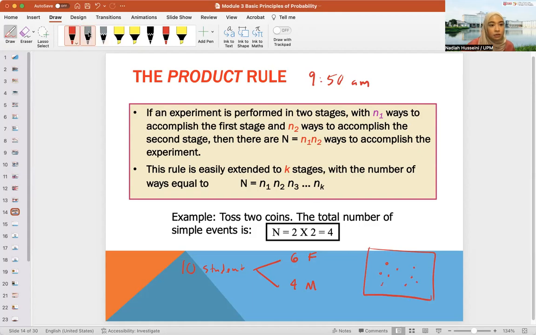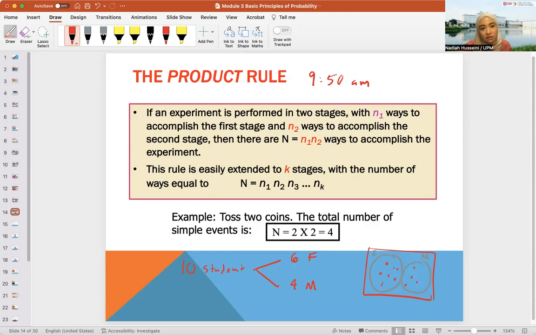I am enclosing all the male together as one group. Within this male group, I have 4 data points inside. And within the female group, I enclose all the female data. And as you can see over here, they don't overlap. They don't share any common traits. And that is usually the case with simple events.